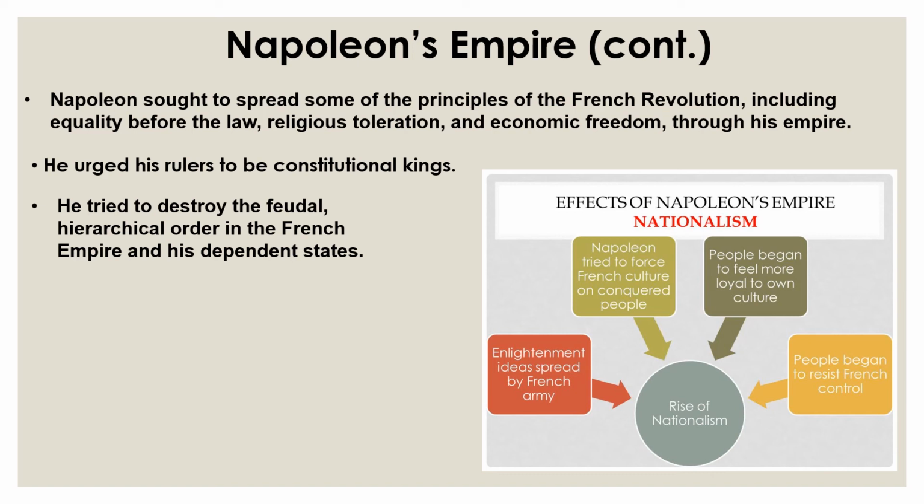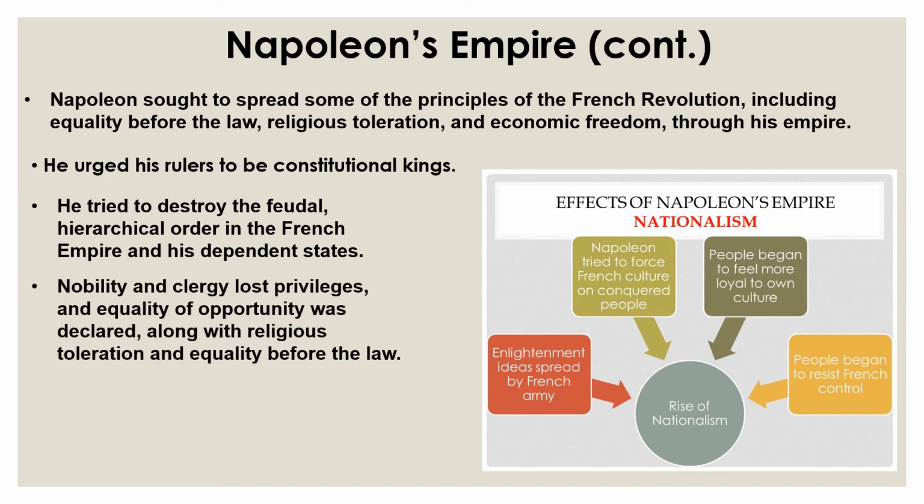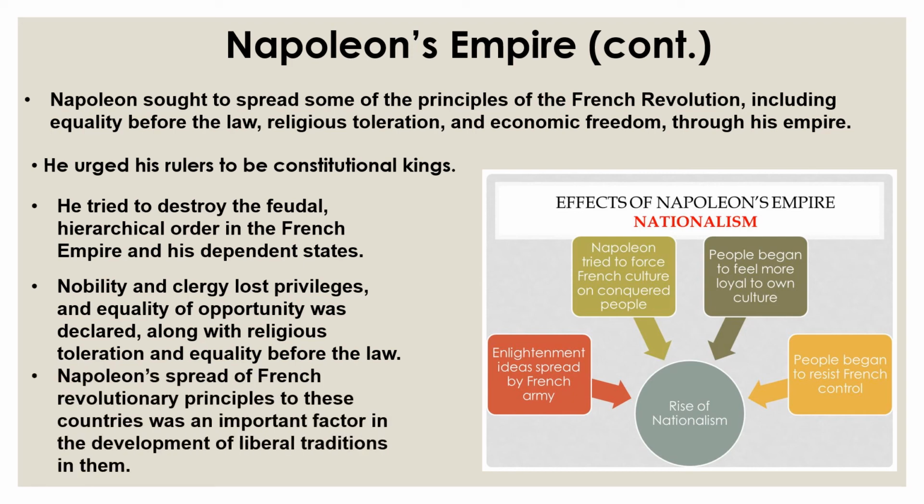He did not want things to be the way they were before the French Revolution throughout Europe. Nobility and clergy will lose privileges, and equality of opportunity was declared instead, along with religious toleration and equality before the law. So these are ways that he enshrines the ideas of the Enlightenment and the French Revolution once again. Napoleon's spread of French revolutionary principles to these countries was an important factor in the development of classical liberal traditions in these nations, even after his decline and his defeat.